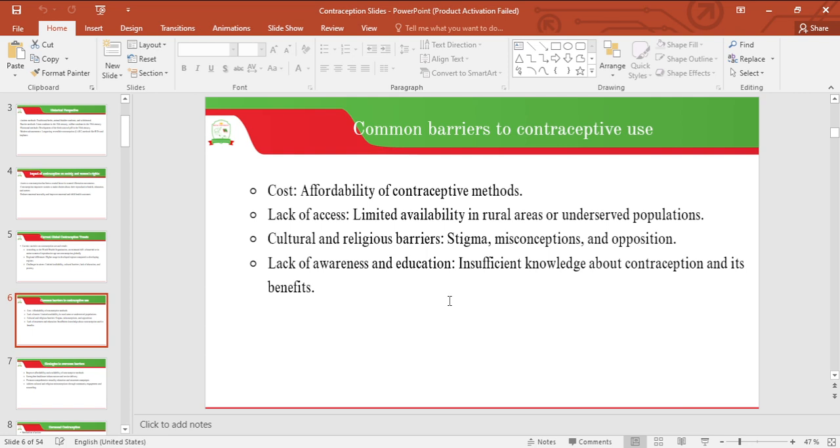Some other misconceptions from various cultures, some think that when a woman uses contraception, they may not be able to have a healthy pregnancy. Other people have some conceptions of this sort. Then also lack of awareness and education. There are many people out there who don't know the importance of using contraception, don't know the advantages. So, lack of awareness and education, insufficient knowledge about contraception and also how it works.